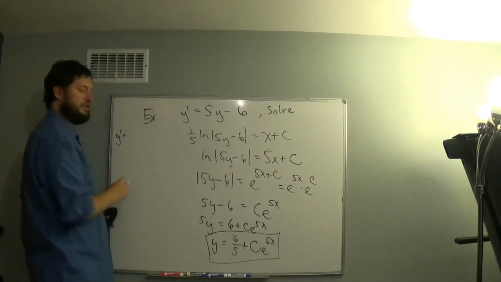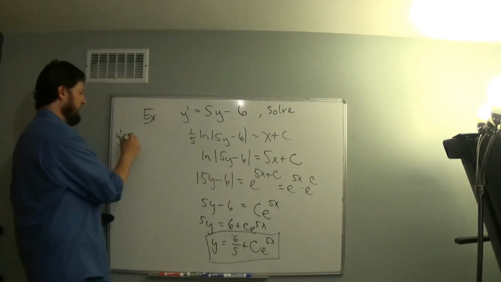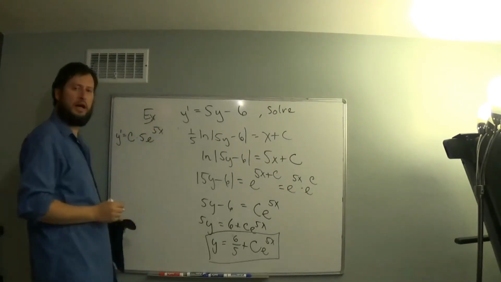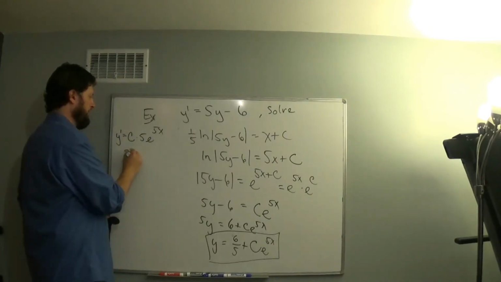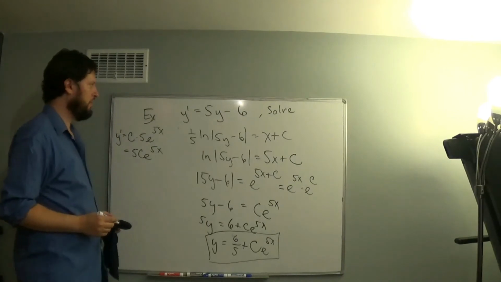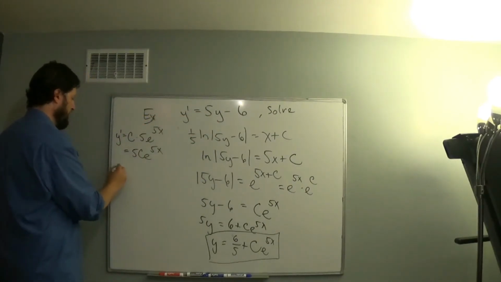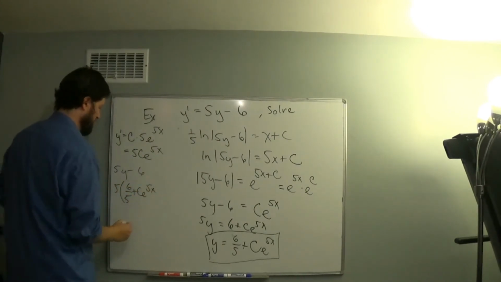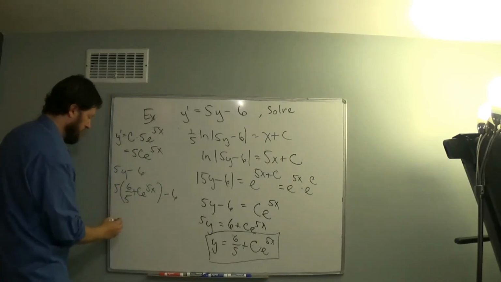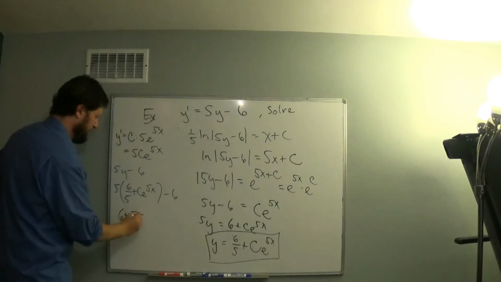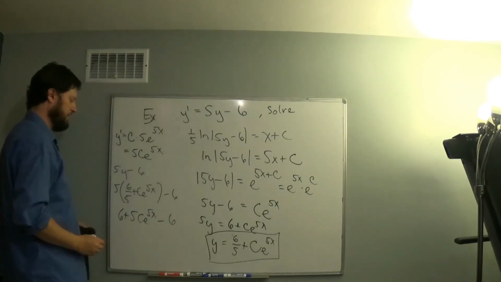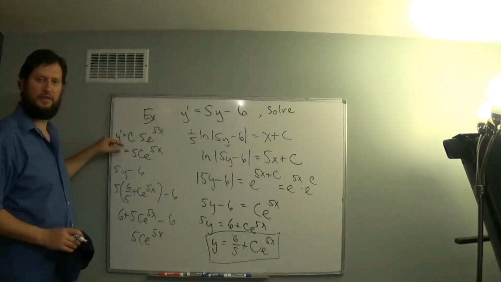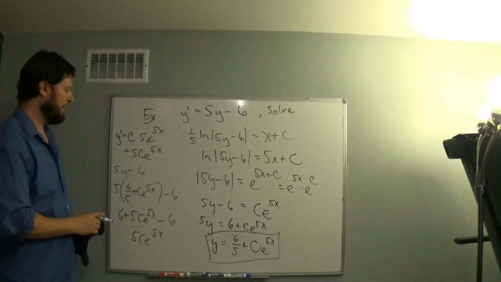y prime is, the 6 over 5 goes away, c is just c, e to the 5x will be times 5 e to the 5x, so that's y prime. So we get 5c e to the 5x. If I say, what is 5y minus 6? 5y minus 6 is 5 times 6 over 5 plus c e to the 5x, minus 6. The 5 over 5 cancels and I get 6. I get 5c e to the 5x plus 6 minus 6, which goes away, and I get 5c e to the 5x. So y prime is 5c e to the 5x. The right-hand side is 5c e to the 5x. So yes, it works.